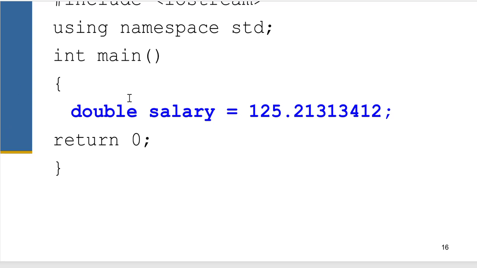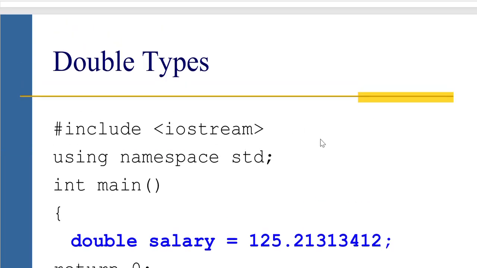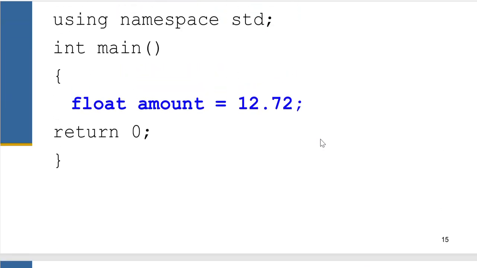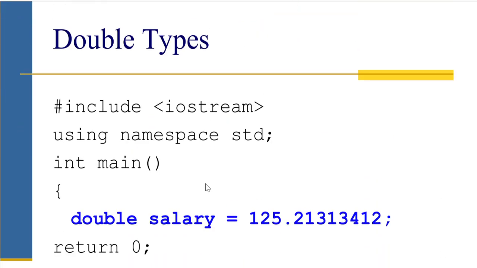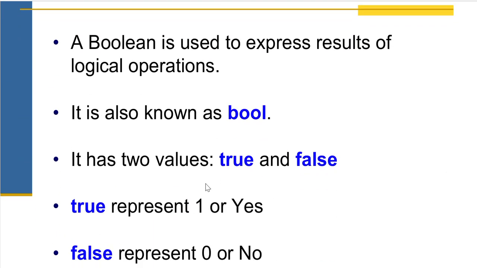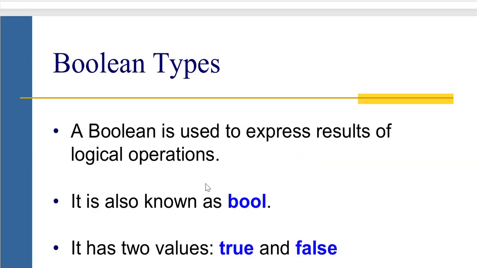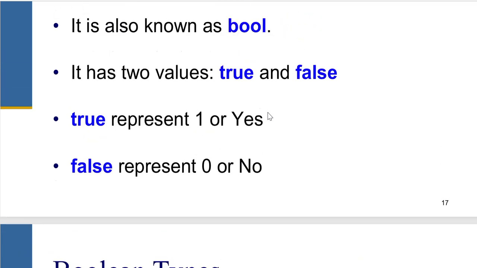For our double data type, you can see that this is how it's initialized. This is our data type. We have our identifier, we assign it a value. But we can see that this value is different from this. So for the double data type, we use it for double precision, and for the float, we use it for single precision. Now we move on to the Boolean type.